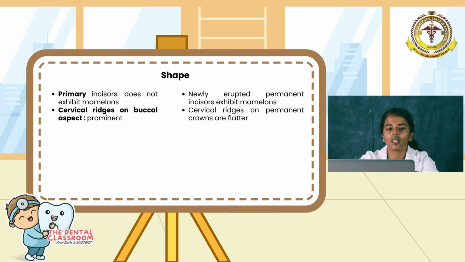When we talk about the cervical ridges, as we said, the cervical constriction will be more prominent in the primary teeth when compared to permanent. So the cervical ridge will be very prominent on the buccal aspect of the primary molars, especially the primary mandibular first molar. And the cervical ridges in the permanent molars will be more or less flatter, because the cervical constriction is less prominent when compared to primary dentition.